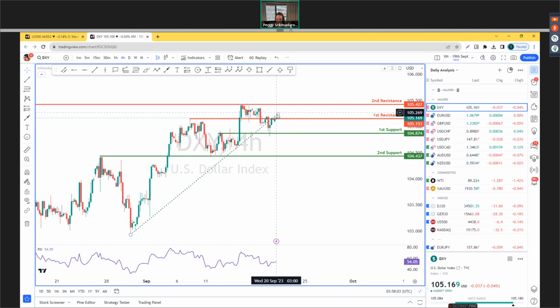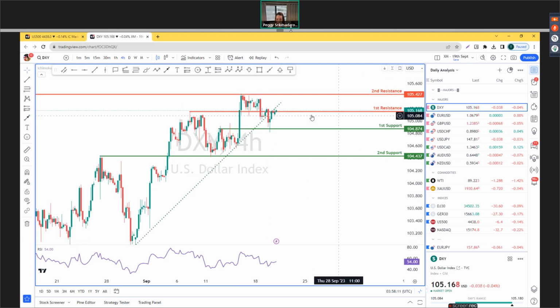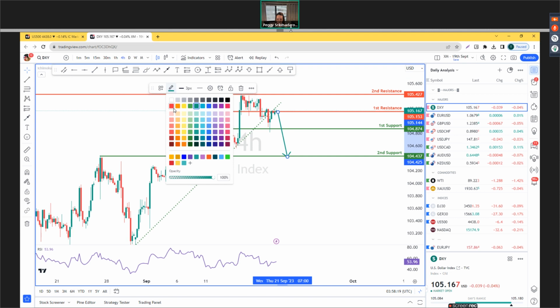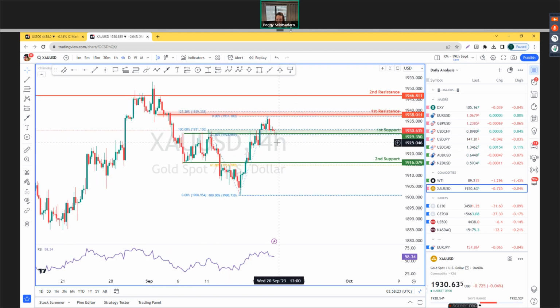Yeah. Okay, and then yesterday I think this trend line broke, and now it's testing the resistance again. So if they cannot break the first resistance and they're falling, gold will be rising, right? Yeah, so that's why I buy for gold.